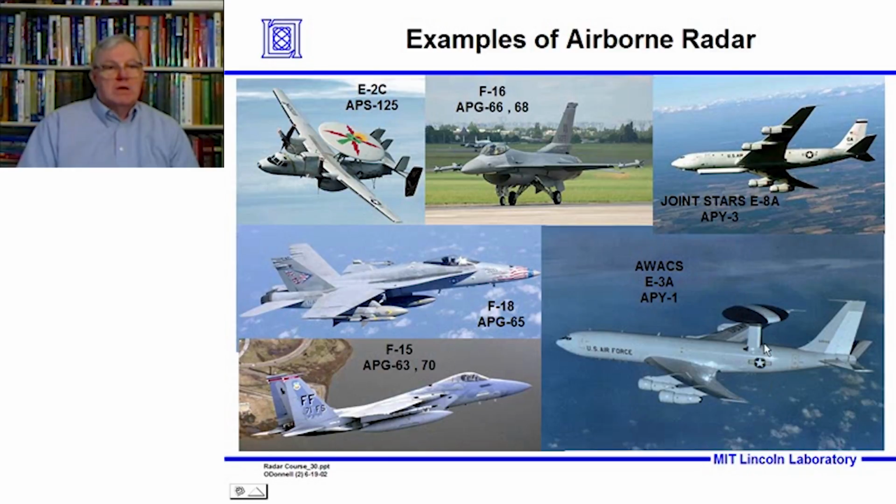Here we have AWACS, which has a large radar and a radome on its top that does surveillance of the air. This is a KC-135, so up 35,000 feet or so. And here is the Joint Stars E8A aircraft, which has in this pod down here an APY-3 ground surveillance radar. That was used in the first Gulf War.